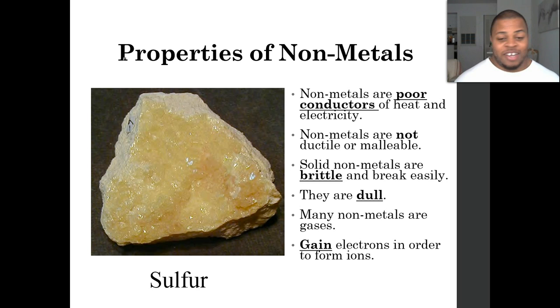Instead of losing electrons to form ions, nonmetals are actually going to gain electrons. So again, another one of those little things where we're going to put a star next to gain electrons in order to form ions. And this is one example we have here next to us, which is sulfur. We've smelled it. It has a very horrible smell to it.